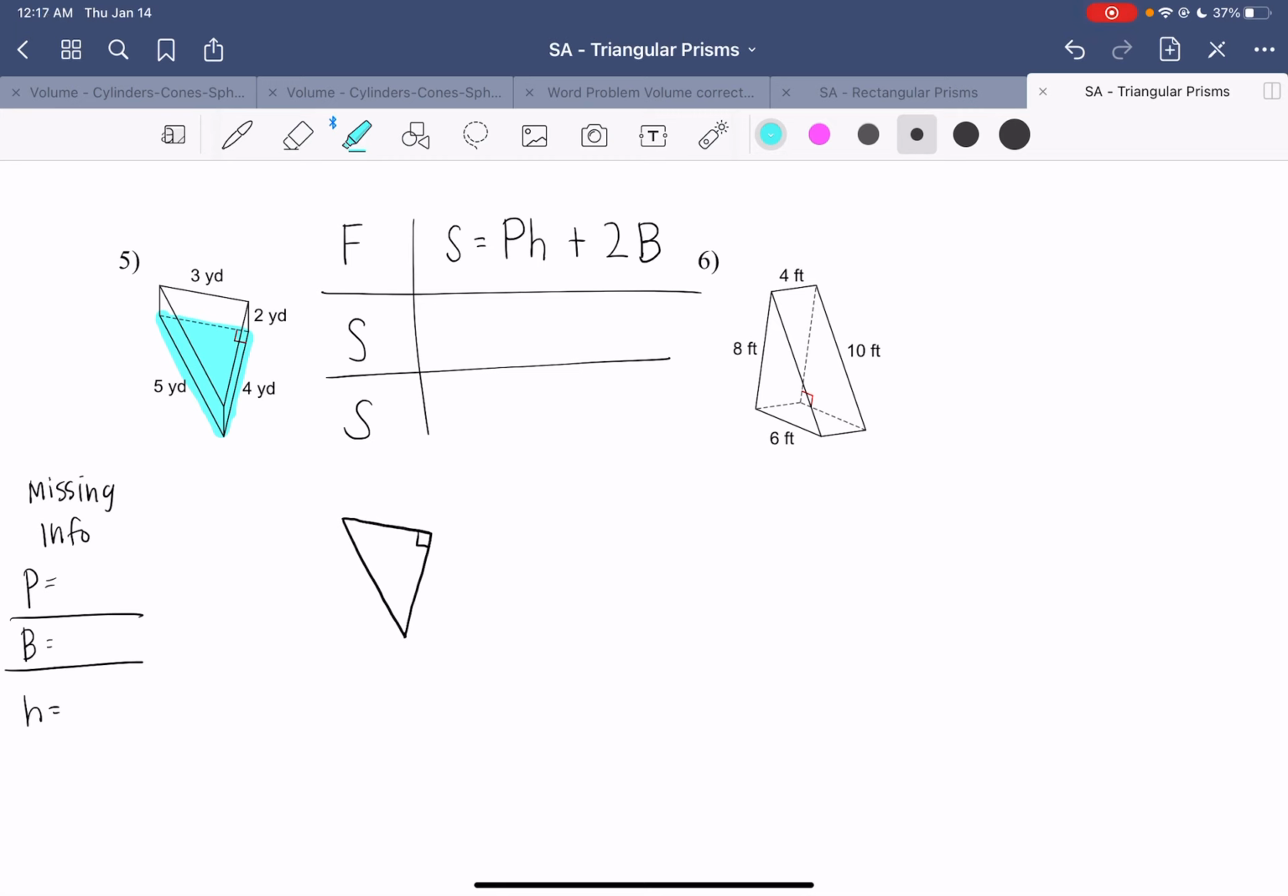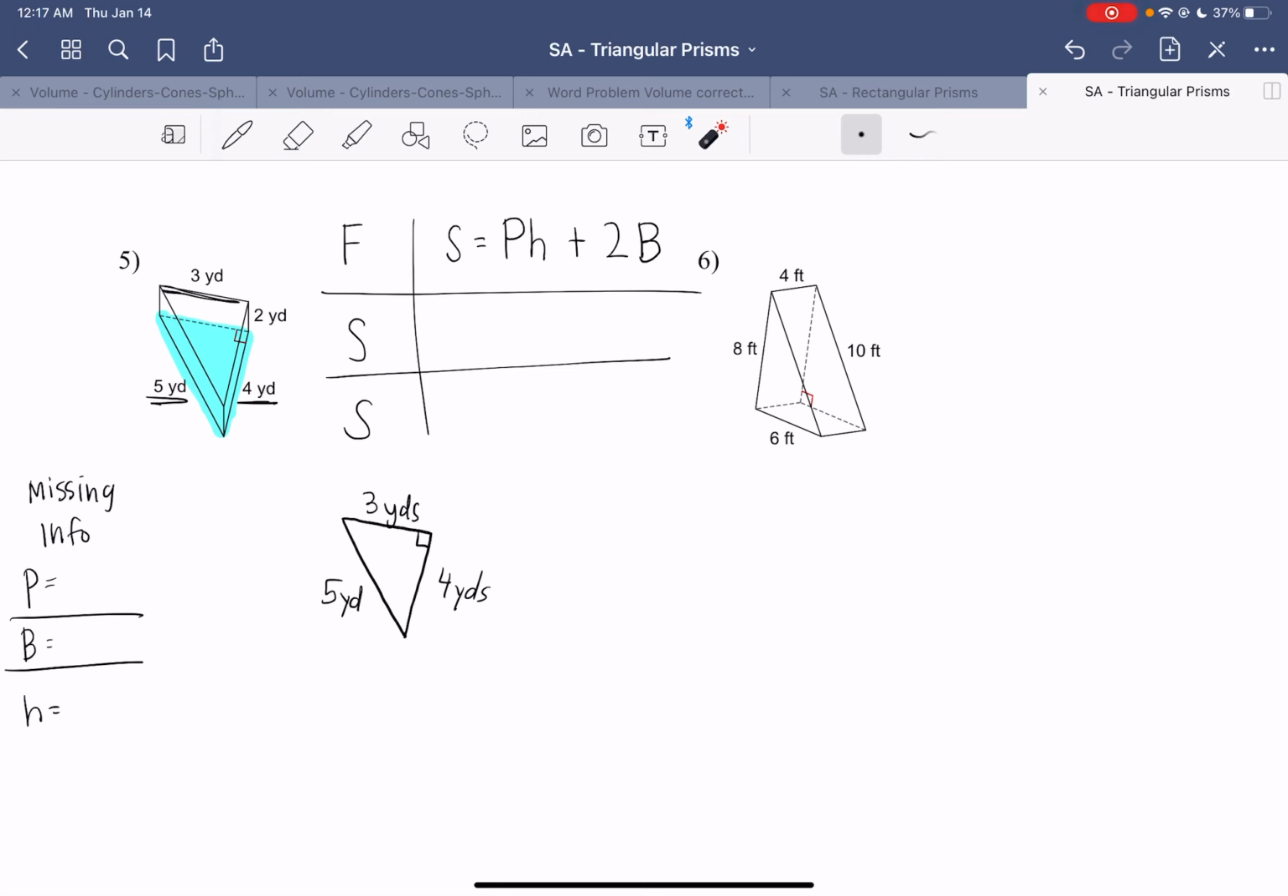And now I'm going to label it. So what we have here is, this is 4. I toned it down. This is 4 yards. This is 5 yards, and this is 5 yards. And this here is 3 yards. So there's our base. And first, we're going to find the perimeter of it.